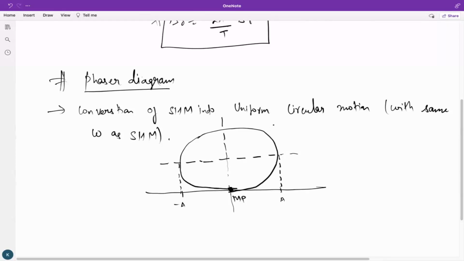And one more thing, we are taking phase here from vertical. So this is our phi, the initial phase difference. That means initially our particle is at that position, x is equal to x naught. And phi plus omega t is our phase, so our equation will be x is equal to amplitude A sine omega t plus phi naught.